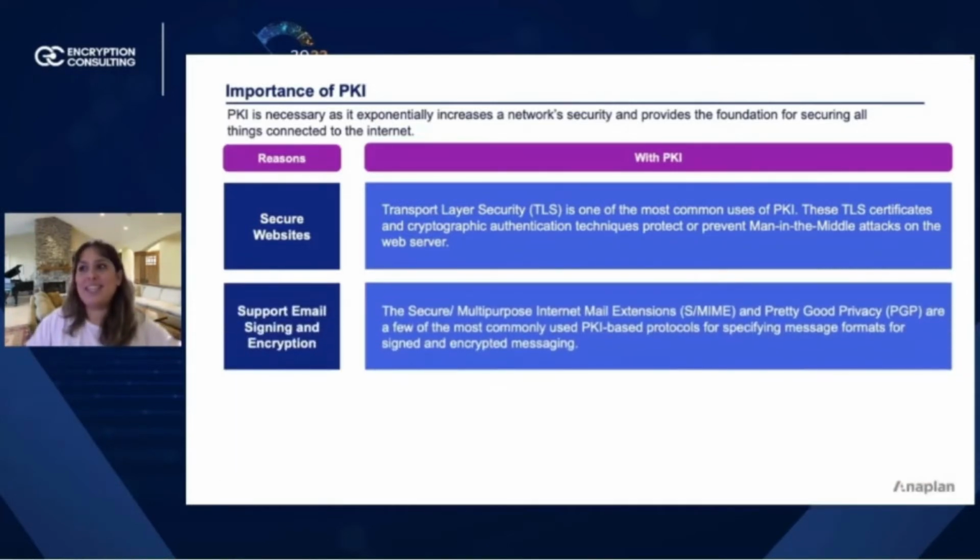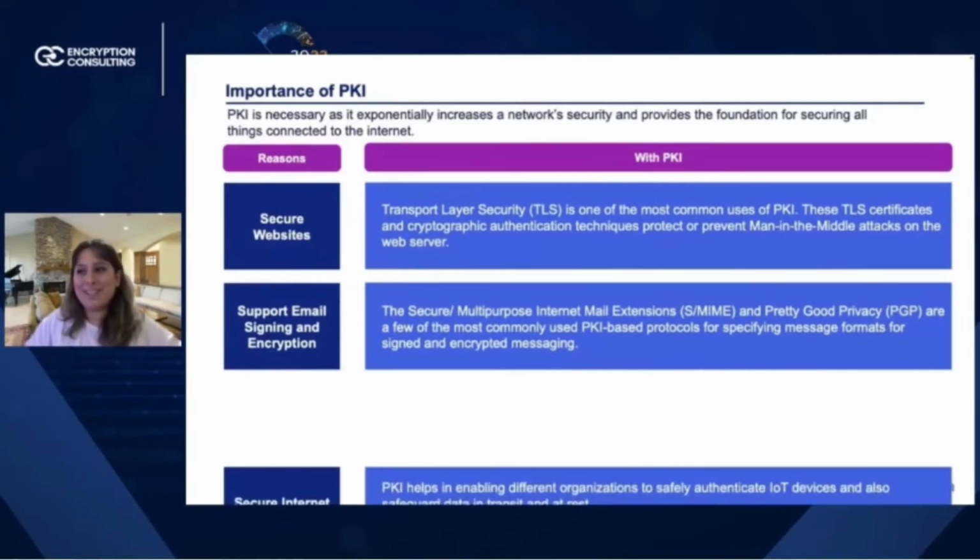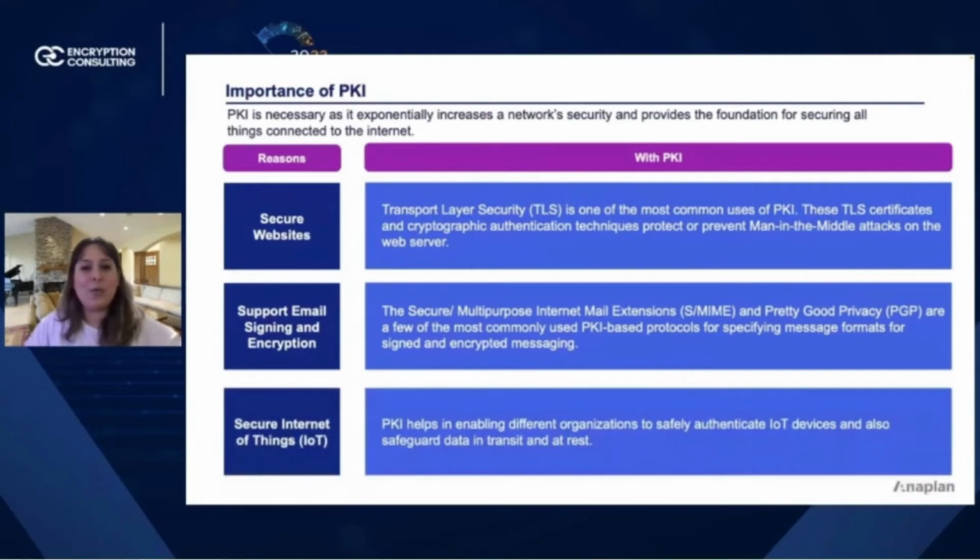The second one is supporting email signing and encryption. We have Secure/Multipurpose Internet Mail Extensions (S/MIME) and the Pretty Good Privacy (PGP) protocol. They are both used to encrypt and decrypt email messages using PKI. The third one is securing the Internet of Things. In this arena, PKI can offer a one-size-fits-all solution for IoT devices, regardless of their uniqueness, because eventually we deal with X.509 certificates to identify devices, authenticate and encrypt data. So obviously it plays a big role here too. So this is about PKI.